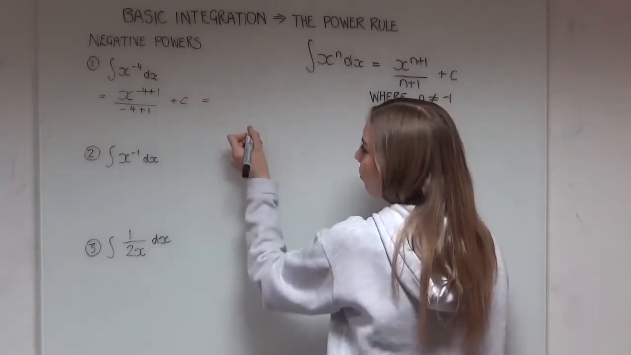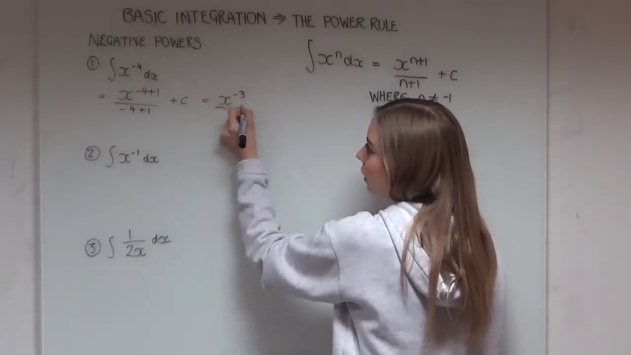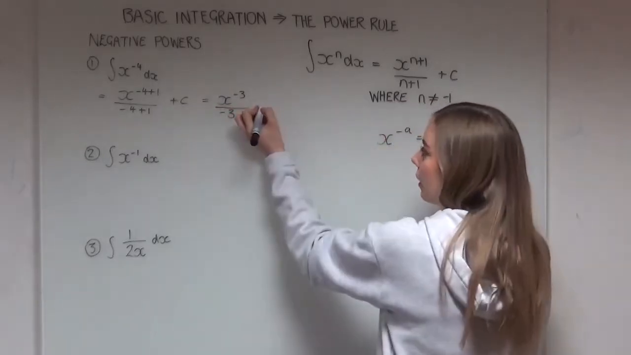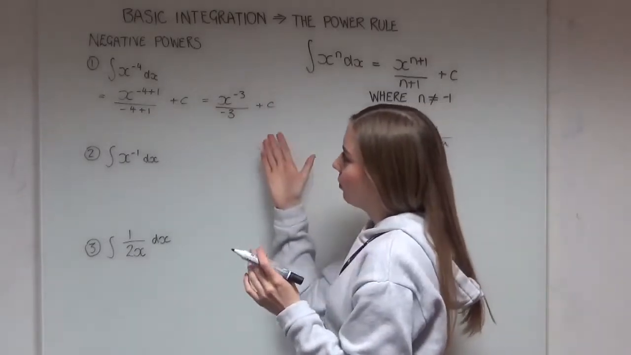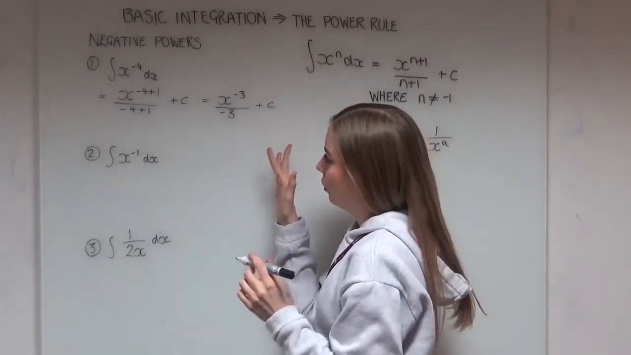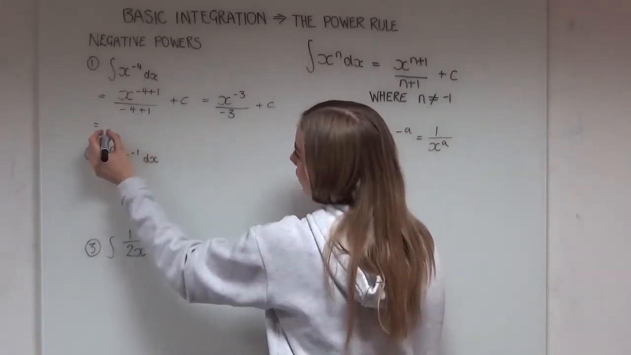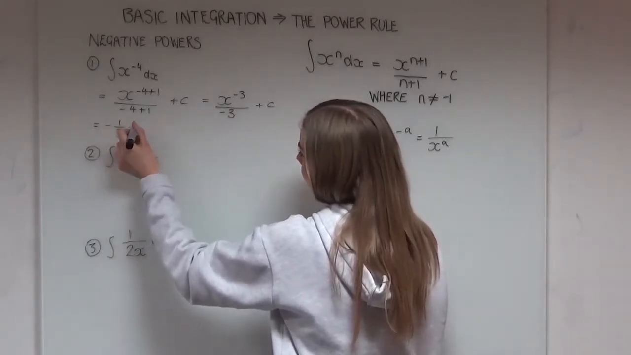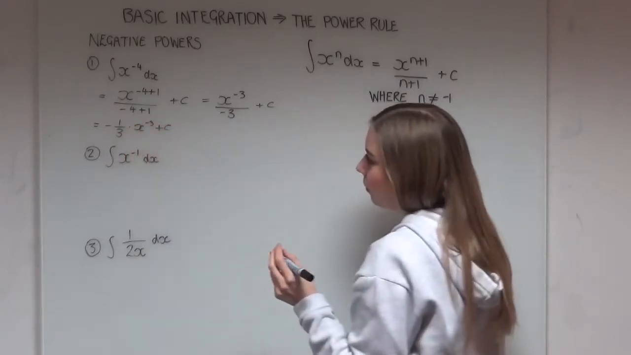So if we simplify this a bit, that goes to x to the power of minus 3 divided by minus 3, and then plus c as well. This looks a bit messy, so I'm going to separate it up into two parts. So we have our fraction, which is minus a third, multiplied by x to the power of minus 3, and then our constant of integration.